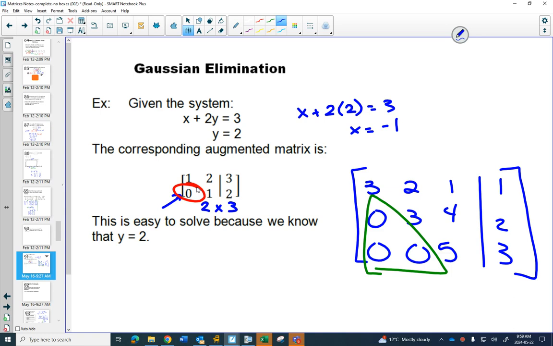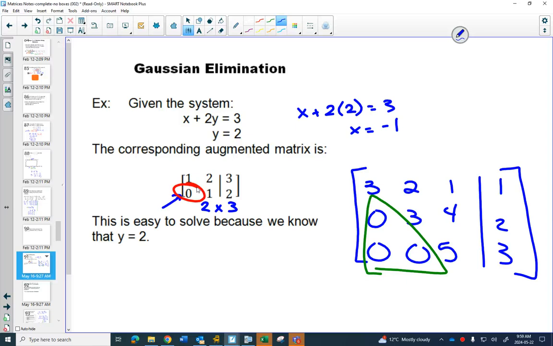If you have that, you could rewrite your equation. This is a little mini equation. This means 5 times z is equal to 3. Can you see that z is equal to 3/5? And once you know that, this means 3y plus 4z equals 2. And if you know what z is, you could plug it in, then you could find y. And then if you know what z and y is, this first equation means 3x plus 2y plus 1z equals 1.